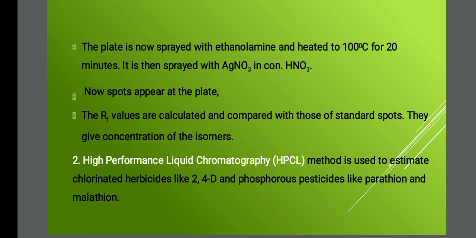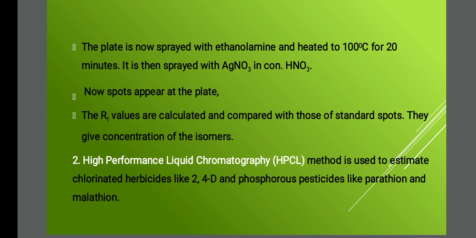As you do this, sparks will appear on the plate, and as the sparks appear, you have to find the RF value. RF value is nothing but the ratio between the distance moved by the solute and the distance moved by the solvent. This is the methodology used in chromatography. The RF value is calculated and compared with the standard value. This will give you the concentration of the isomer. Is the method clear? Yes.